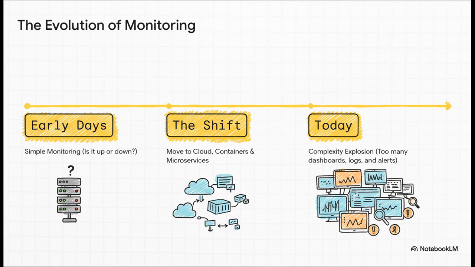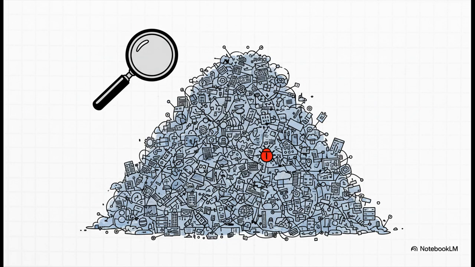All of a sudden, engineers were drowning in a sea of dashboards, logs, and alerts. Just total information overload. And here's the kicker. The old tools just couldn't keep up. They weren't built for this new reality. Trying to figure out what went wrong was like looking for a needle in a haystack, except the haystack was on fire and growing every second. It was slow, it was reactive, and everyone knew something had to change.